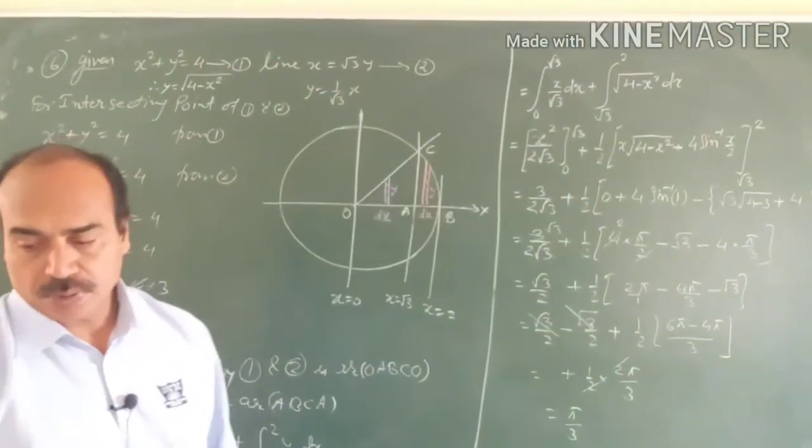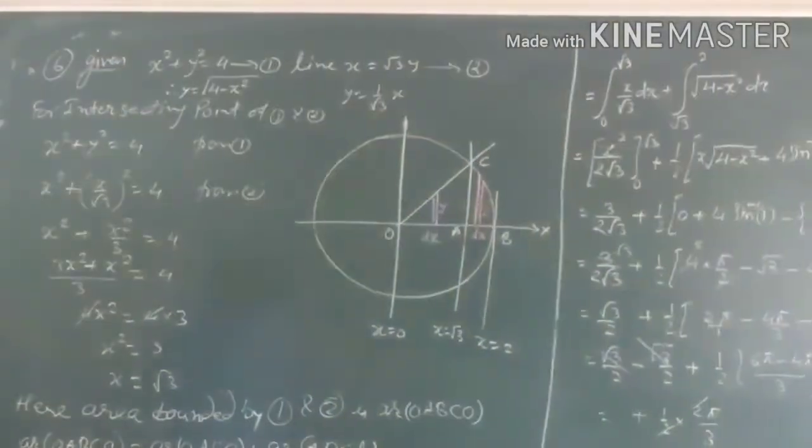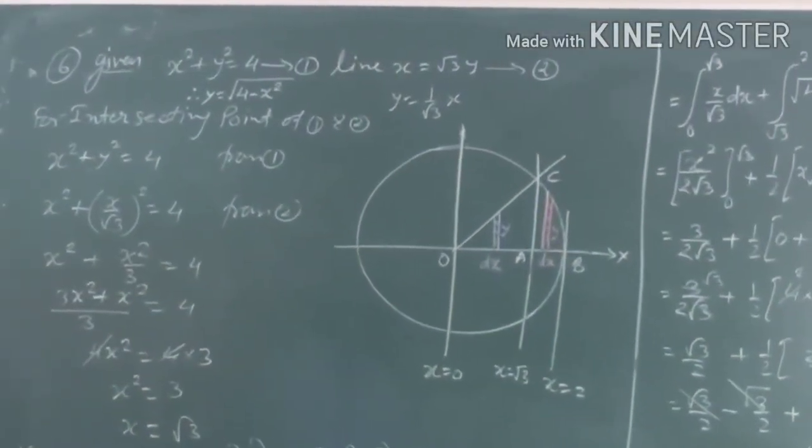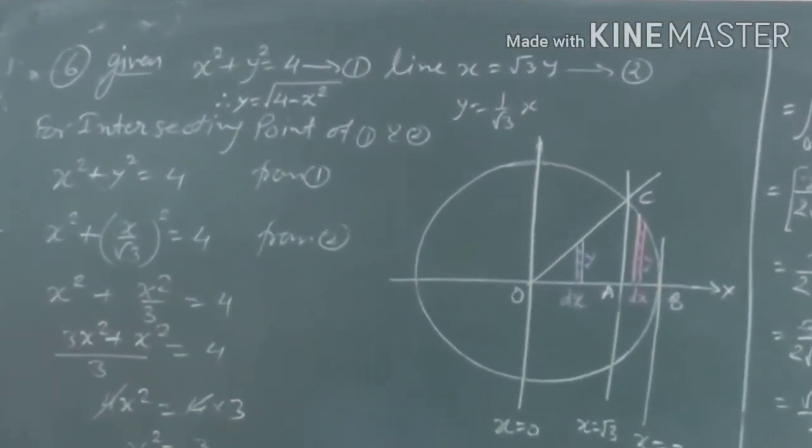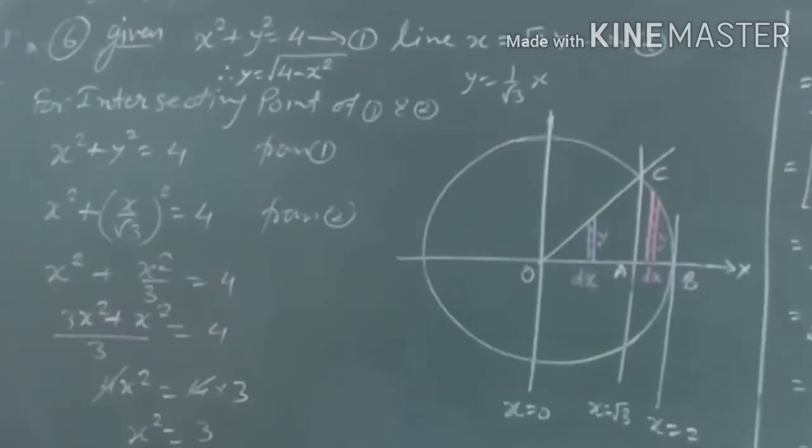Okay, see question number 6. In question number 6 we have to find the area of the region in the first quadrant enclosed by the x-axis, the line x is equal to root 3 y and the circle x square plus y square is equal to 4. And this question is the same as example number 4 also.